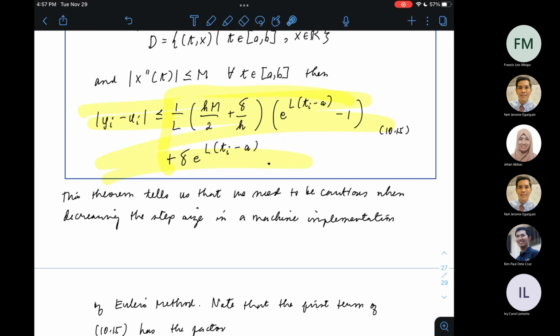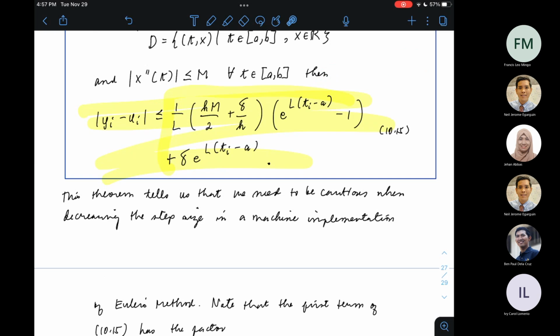Again, in a perfect machine, it is just HM over 2, which backs up our conclusion earlier that in Euler's method, as H approaches 0, the error vanishes. But now we have machine precision to also consider. And machine precision introduces an additional term here, delta over H. And now when you take the limit as H approaches 0, this term can blow up to positive infinity.